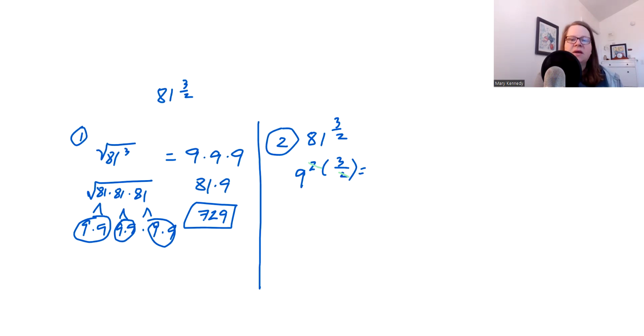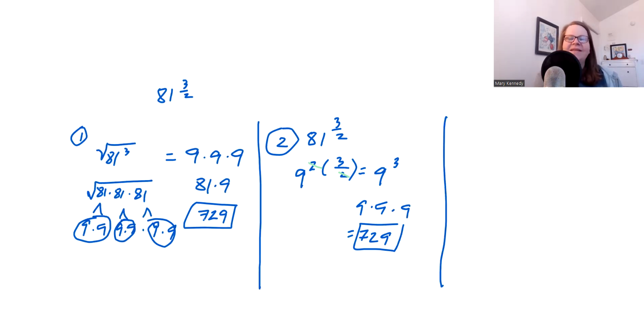9 to the third, which is 9 times 9 times 9, which is what I had here, which is 729. So that is a second way to get the answer. All right, let's do a third way.